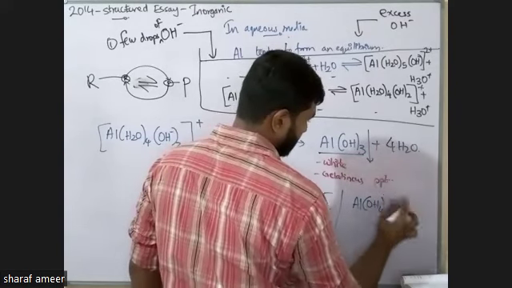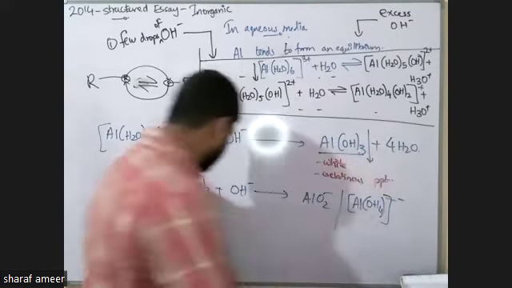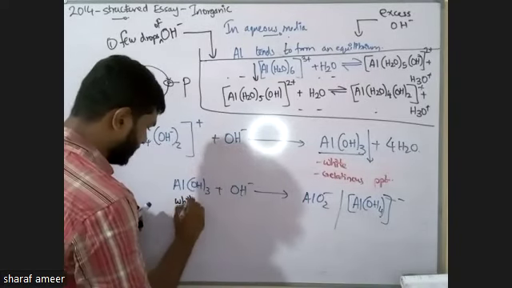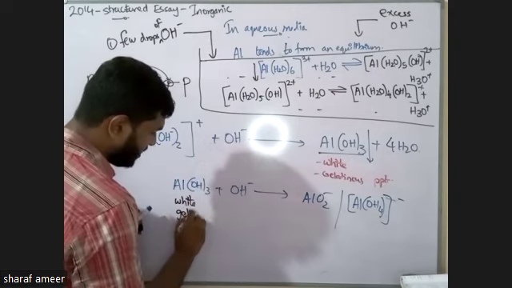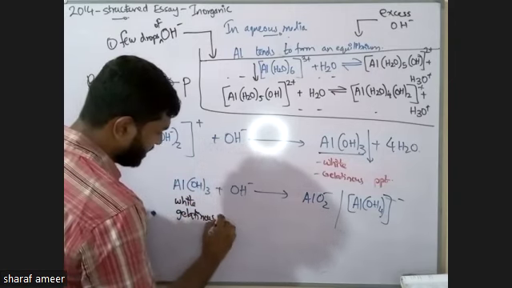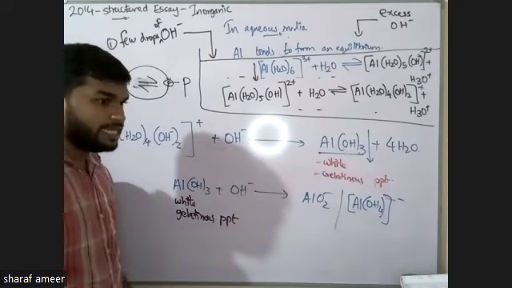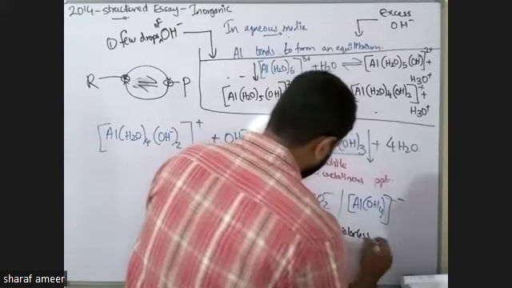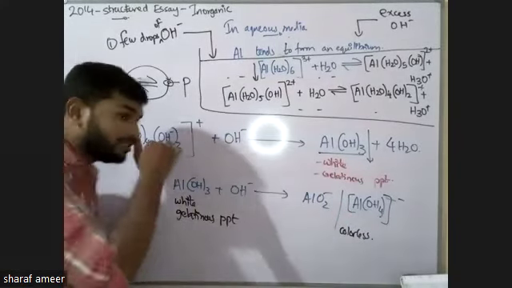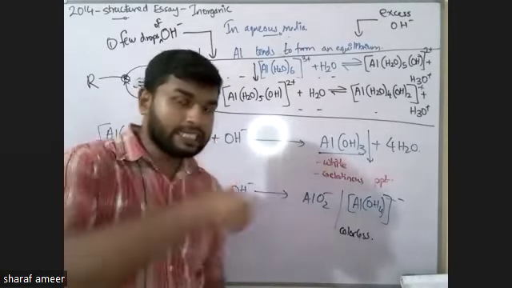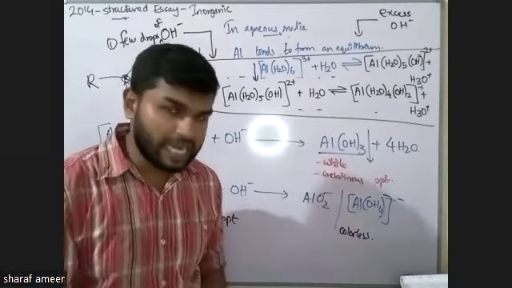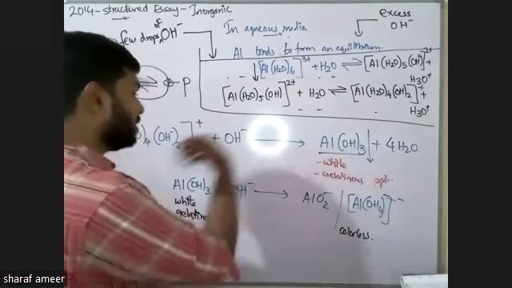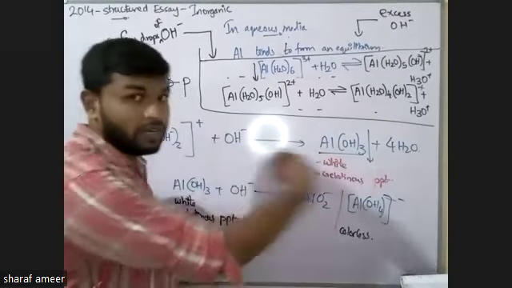So this is a complex here. This one was initially a white gelatinous precipitate, and this white gelatinous precipitate will go to colorless here. Which means aluminium hydroxide can react with excess NaOH, or excess KOH, any strong base, to completely dissolve and form this complex. So it will go colorless.